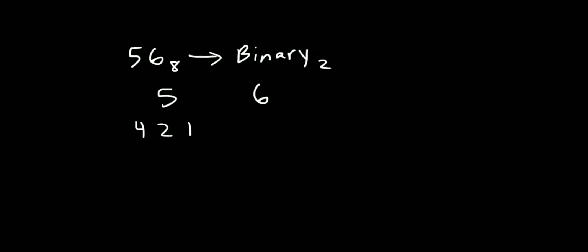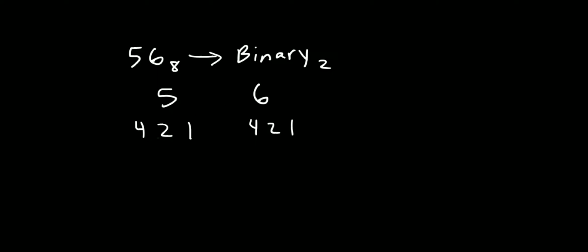Now the next concept is octal to binary. This is slightly different, as we will not write the power of the bases. 56 to the base 8 is the octal number, and we have to convert it into binary. So we will write 5 6, and since this is octal, we will consider 3 bits, 4 2 1, and for 6 also we will represent 4 2 1 as we have represented here.